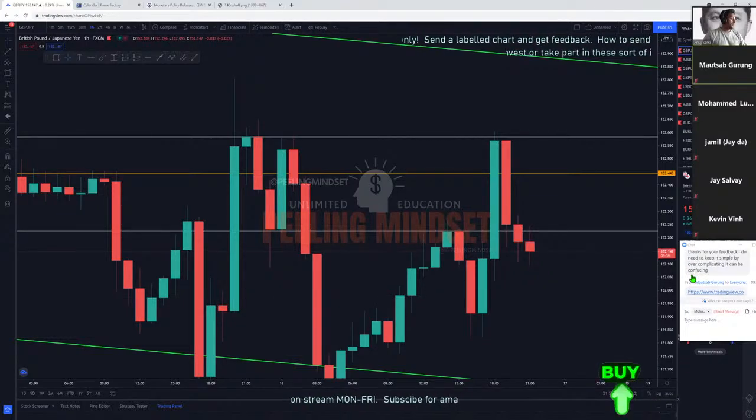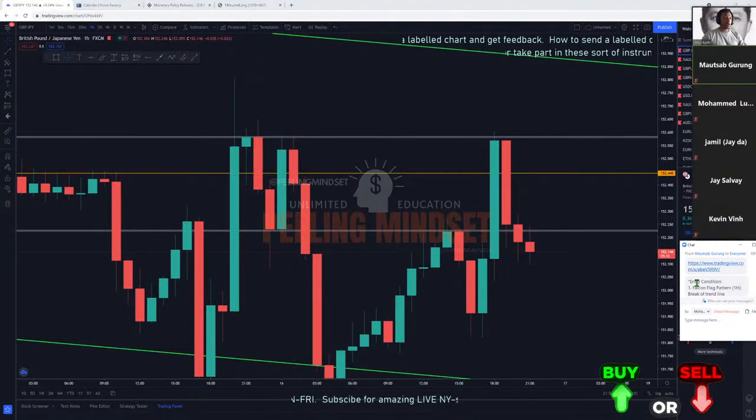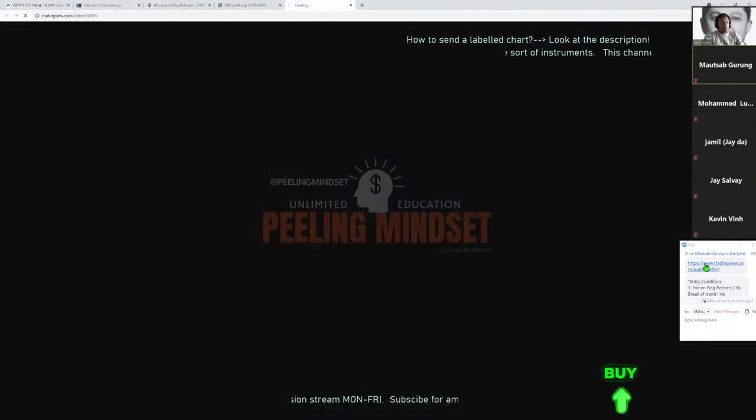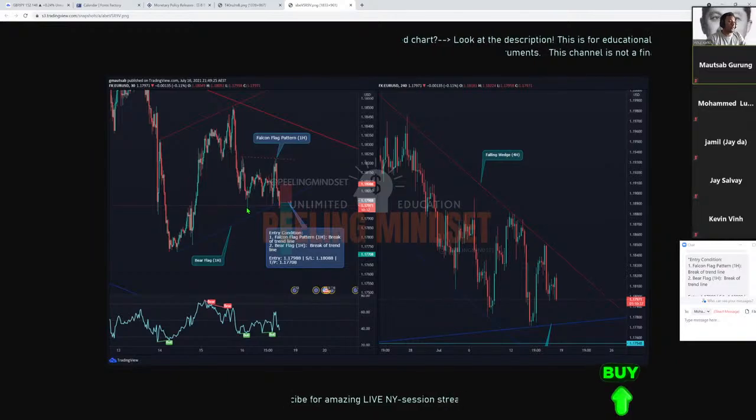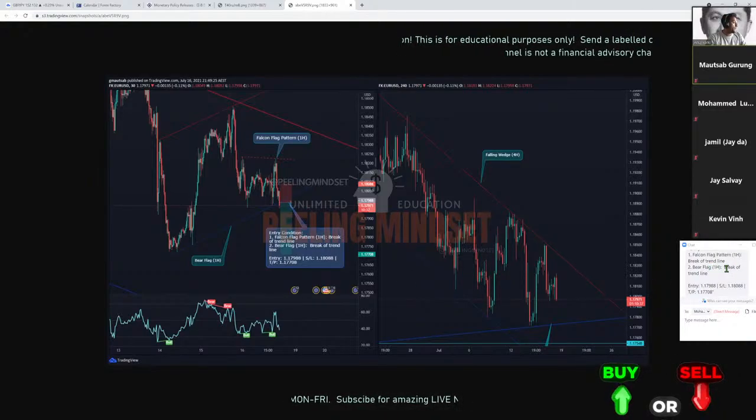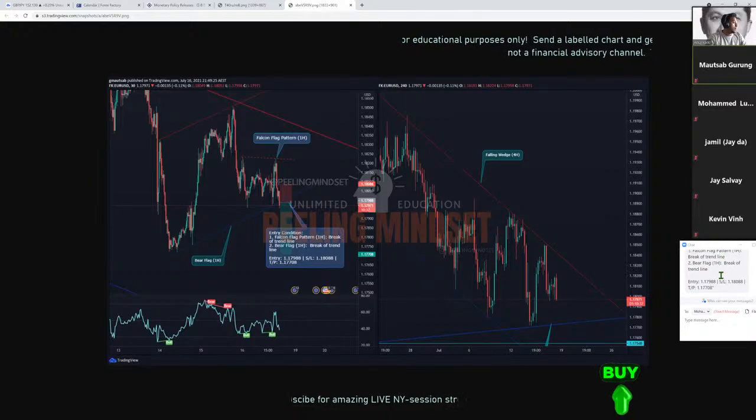All right, let's see. So, Motsuv here has sent me a chart. Let's look at Motsuv's chart here. Motsuv is talking about the falcon flag pattern. Ooh, he's looking at the falcon flag pattern. Look at that. So he took a Euro USD sell. The entry conditions were bear flag, break the trend line, entry around 1 point, and okay, his take profit over there.